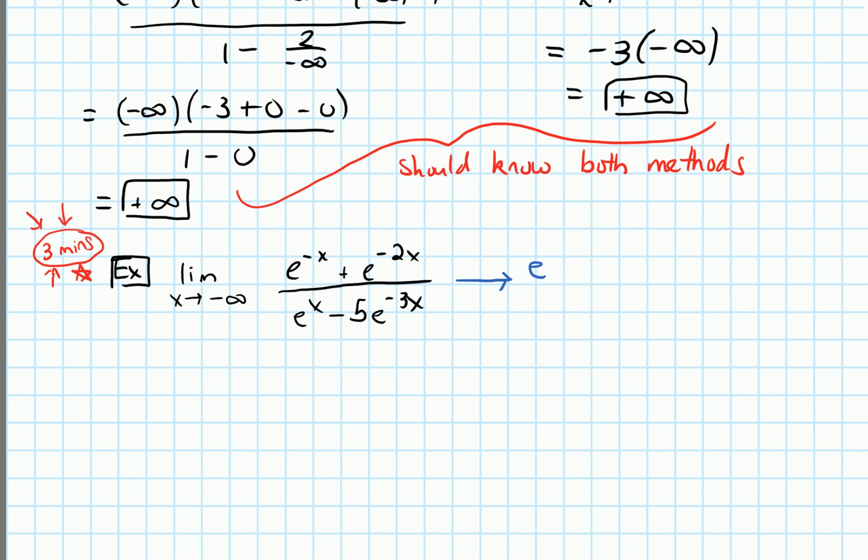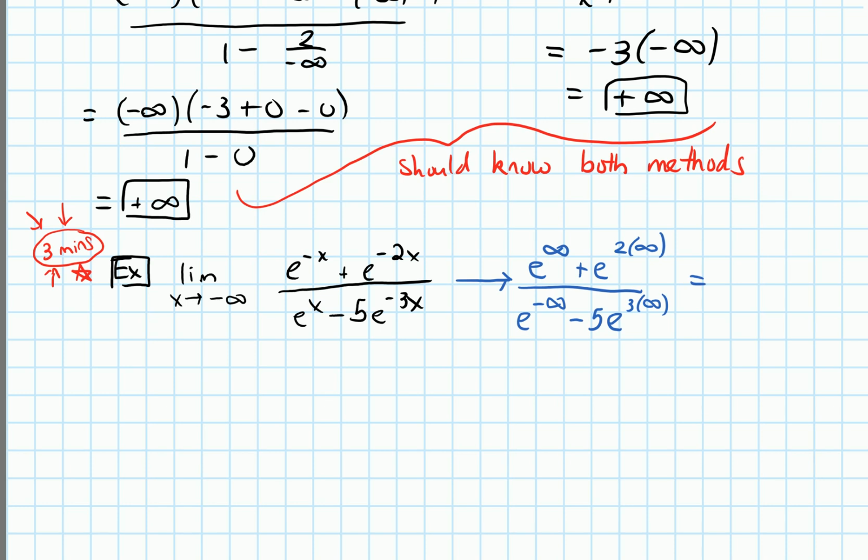And if I plug in, I get e to the positive infinity, because I get a double negative. And then I get plus e to the, again, the double negative will become a positive, and I get e to the 2 times infinity. On the denominator, I'll get e to the negative infinity first, minus 5 times e to the, and then negative 3 times negative infinity will become positive, and it'll be 3 times infinity.